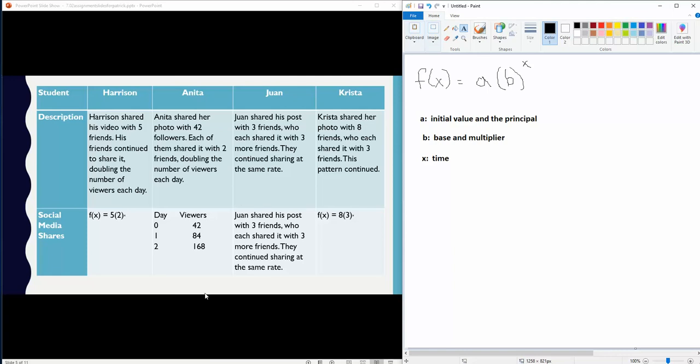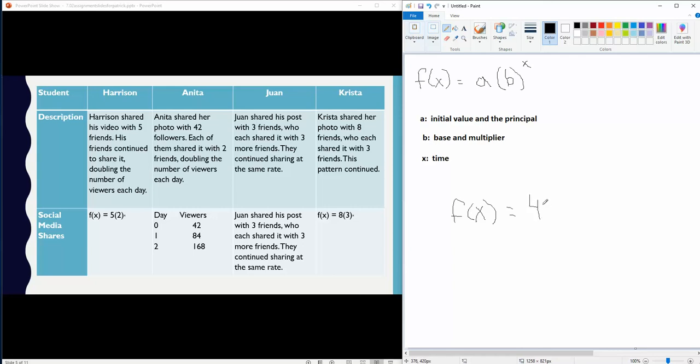And they'll actually express it in a couple different ways. Anita shared her photo with 42 followers. Each of them shared it with 2 more friends, doubling the number of viewers each day. So just like before, we've got the value that's going to tell us, okay, for Anita's function, and if you want to use g of x or h of x, if you want to use different function notation, which that's all that is, that's fine. You want to figure out how much do they start with?